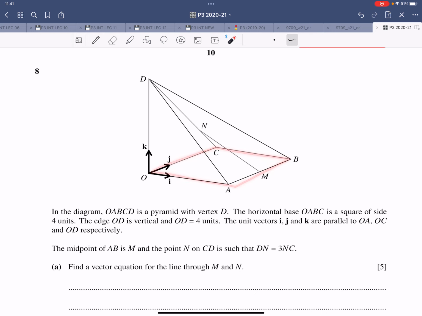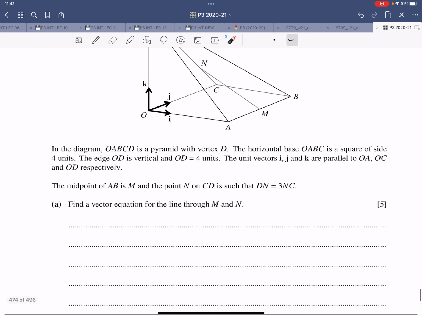With units of side, 4 units. So this is 4 and this is 4 and this is 4 and this is 4. Coincidentally, D is also 4 meters above the base. Unit vectors are given such and such. The midpoint of AB is M. N is the point such that... find a vector equation through M and N.